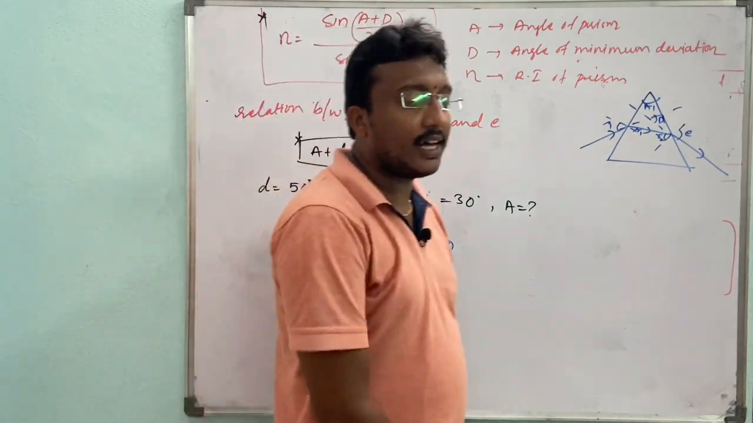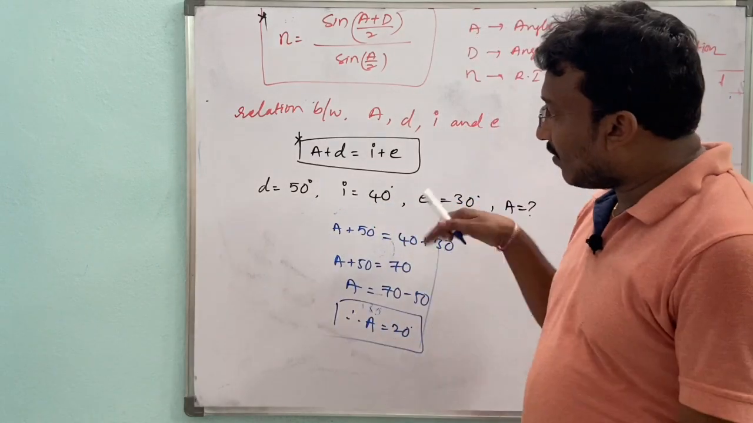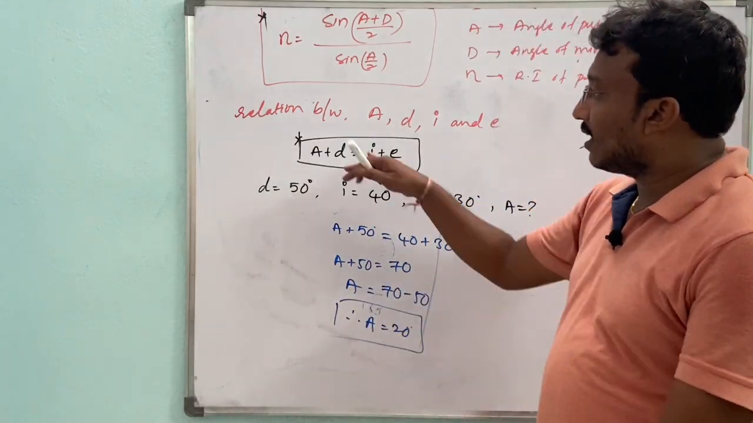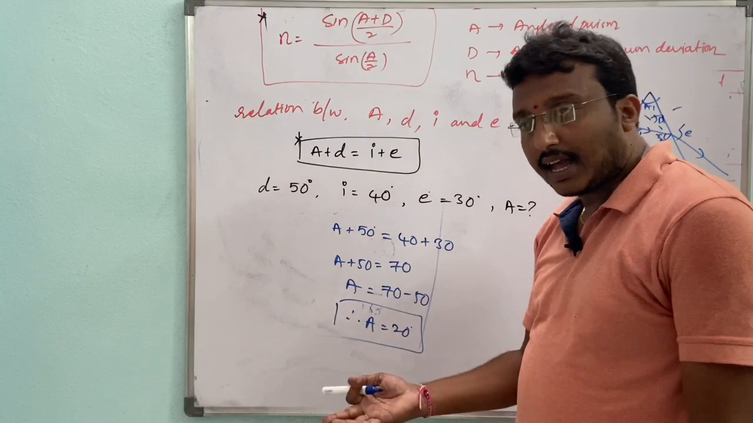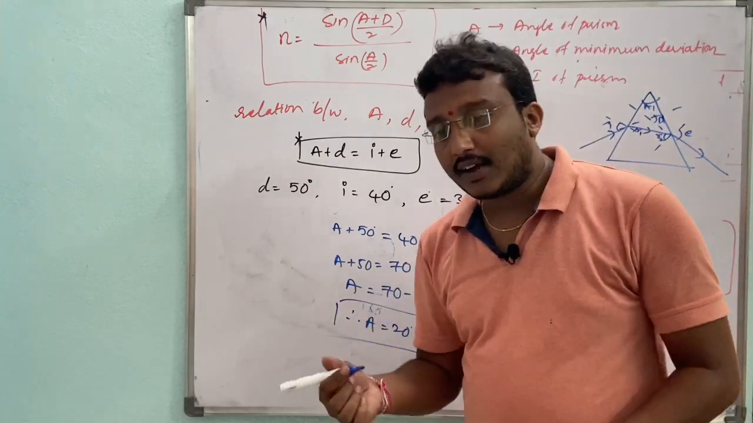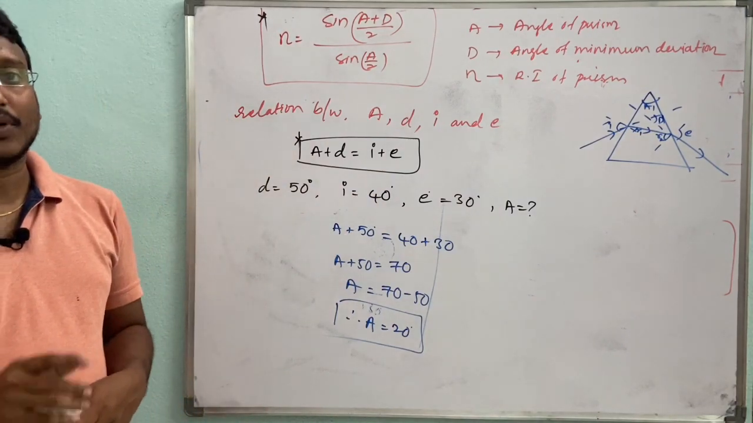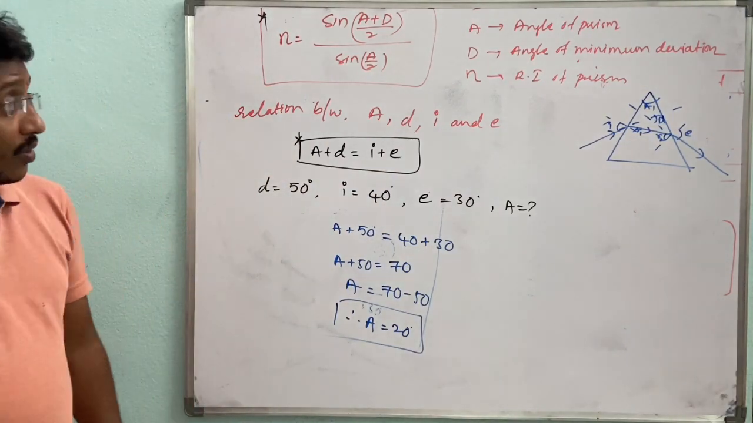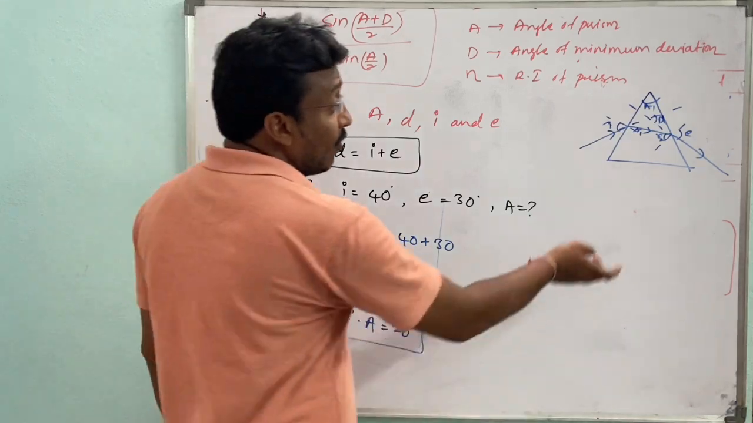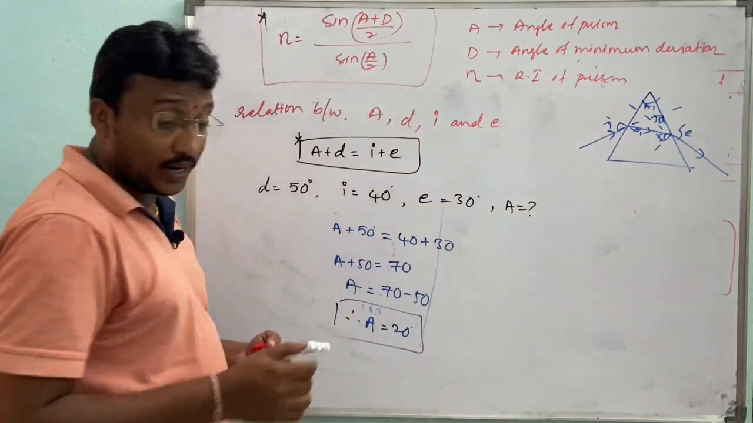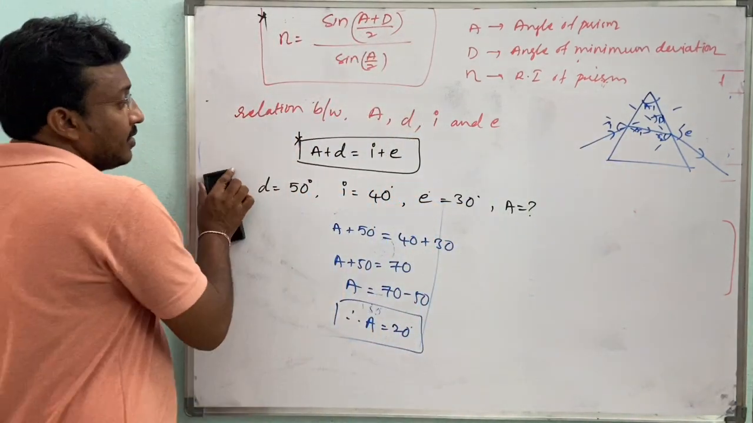This is the way to find the angle of prism when the question gives the angle of deviation, angle of incident and angle of emergent. We will use this principle. Got it? And here we have to notice one more relation. What is that relation? Now I will show.